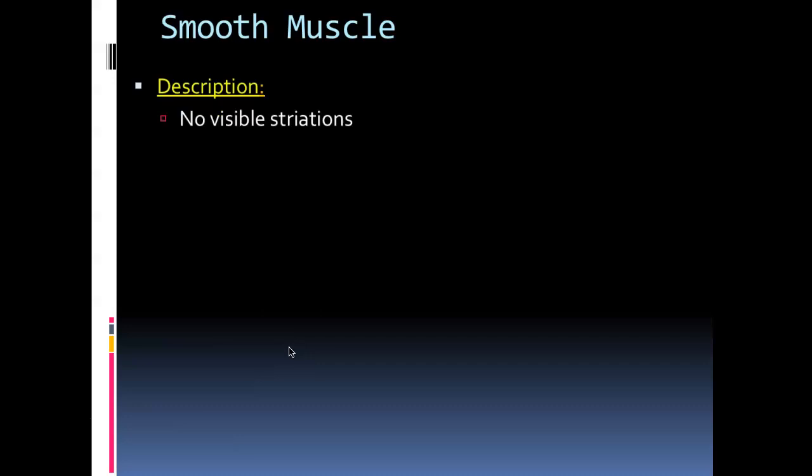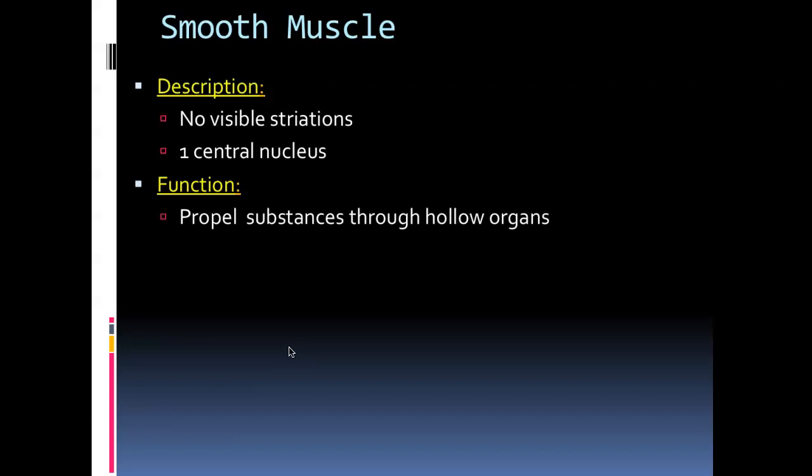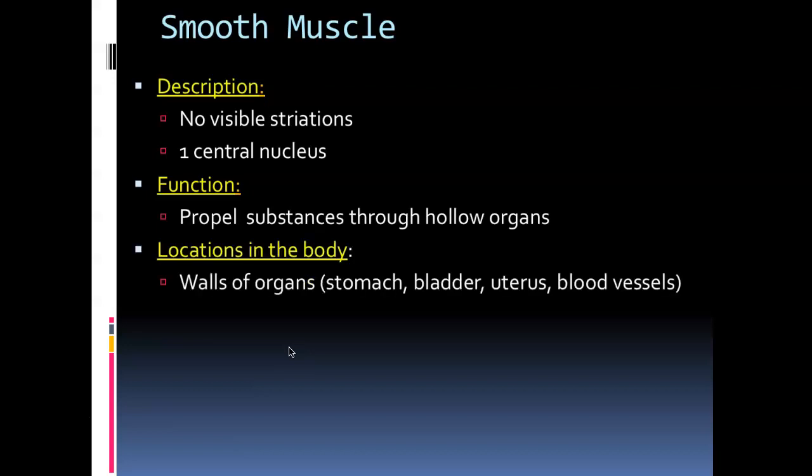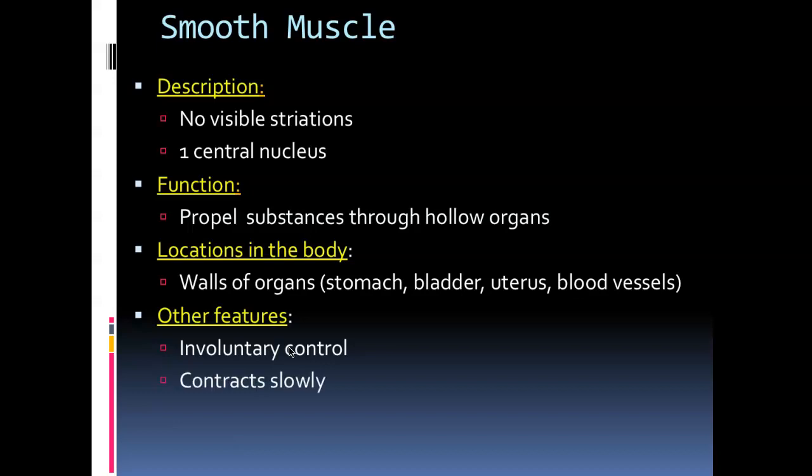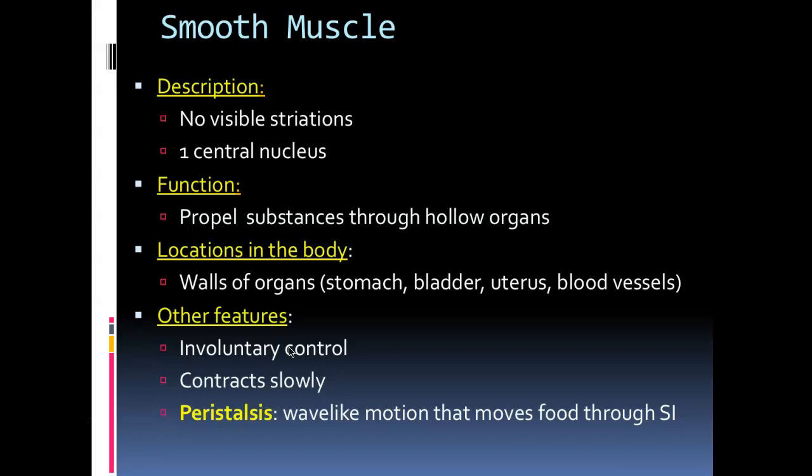Okay, smooth muscle. Smooth muscle has no visible striations and one central nucleus. Smooth muscle is going to propel substances through hollow organs, and it's found in the stomach, bladder, uterus, and blood vessels. It is also involuntary control like cardiac muscle, and it contracts slowly in a process called peristalsis.